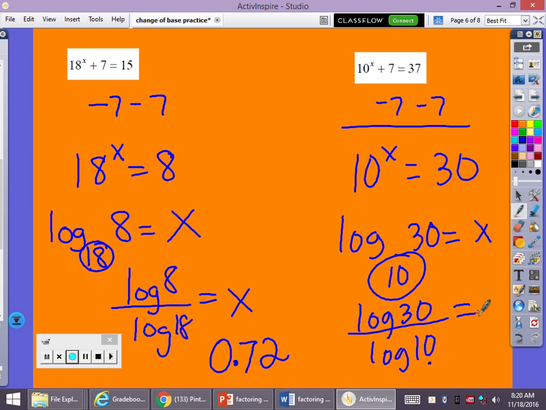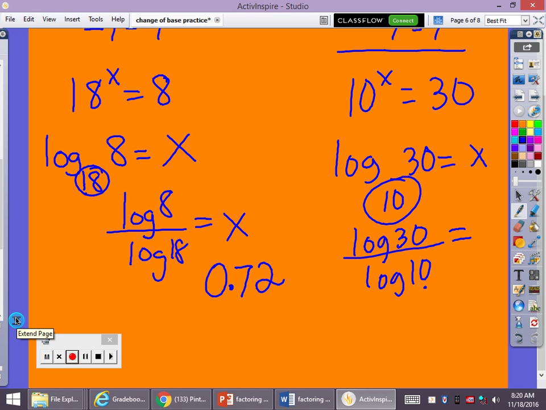Yeah, because that technically is log base 10 of 10, which is 1. Did you guys hear that? So this is really log base 10 of 10, which becomes 1, so it's really just the answer is log of 30. But if you get caught up in doing the steps, it's fine. So what is x? 1.48. Everyone okay with this concept?